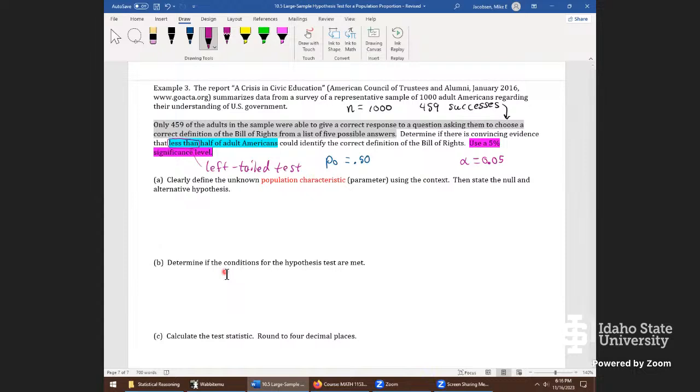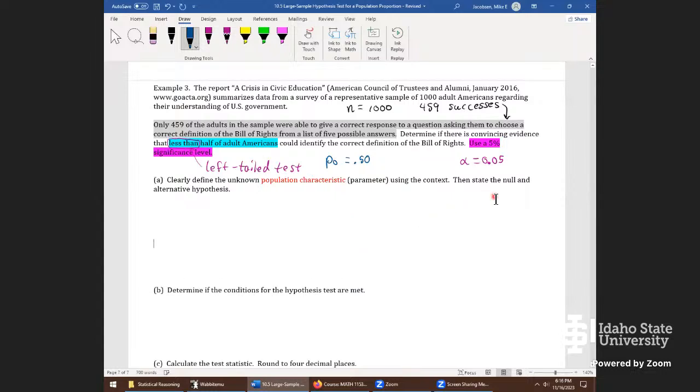Okay, first thing we've got to do is definitely indicate the parameter. Population characteristic is our author's go-to word on that, using the context. Then right after that, state the null and alternative hypothesis. And by the way, all these questions are formatted as a step-by-step guide of how to do any hypothesis test. If you did skip this first step right here, you would definitely do it in your conclusion. But you would have to state null and alternative.